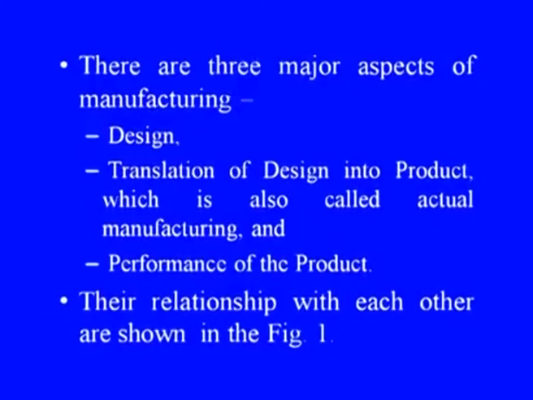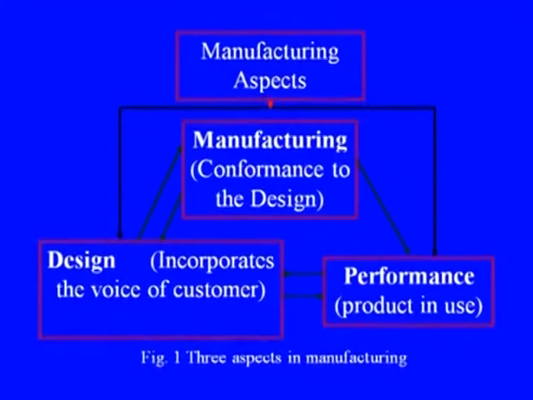There are three major aspects of manufacturing: design, translation of design into product, which is also called actual manufacturing, and performance of the product. The relationship between these is shown in figure 1. Manufacturing aspects are design, performance and manufacturing.